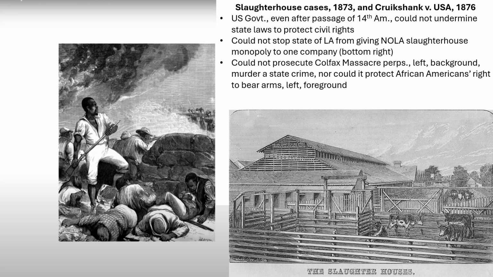The U.S. government, even after passing the 14th Amendment, still struggled to protect U.S. citizens, especially African Americans' civil rights, when those civil rights were in conflict with state laws. And you can see this with what's called the Cruikshank versus USA case, and then the slaughterhouse cases. I'll do the slaughterhouse cases first because those decisions were made first.